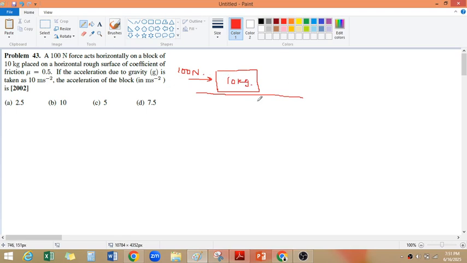So if I am pushing this way, the friction will act this way. So F friction is equal to mu into N. N is nothing but mg in this particular case because mg will be acting downwards, normal reaction will be acting upwards. Okay, only in the inclined plane N will not be equal to mg. So this is mu mg.